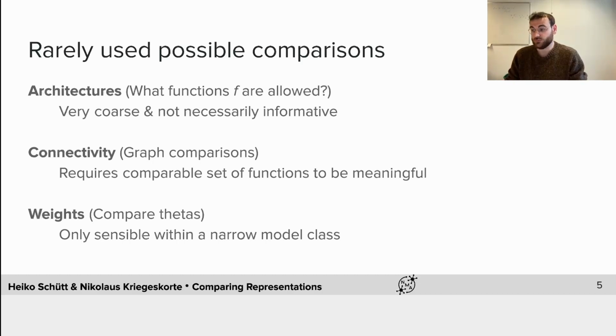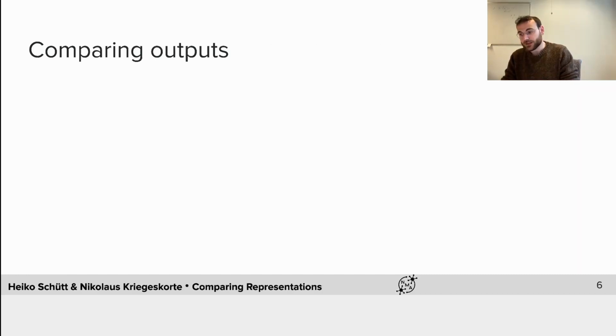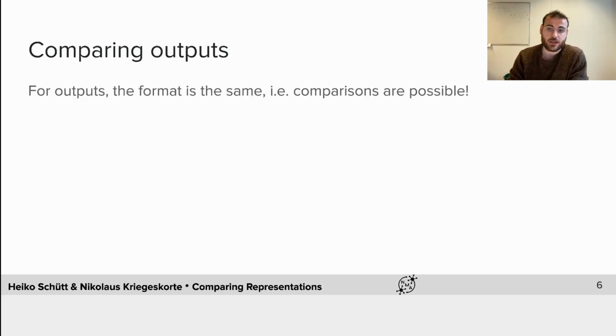So what can you do if you want to compare networks in general? Well, one thing you can do is to compare outputs. So the convenient thing is if you have two networks and they are trained for the same task, they will produce output in the same format. So you can compare them, right?